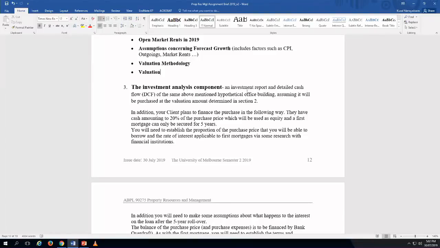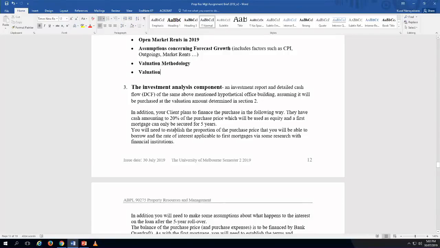They have cash amounting to 20% of the purchase price, which will be used as equity, and a first mortgage can be secured for 5 years. They only have 20% cash. So then you have to borrow money. Right. How can you borrow money? How much can you borrow?